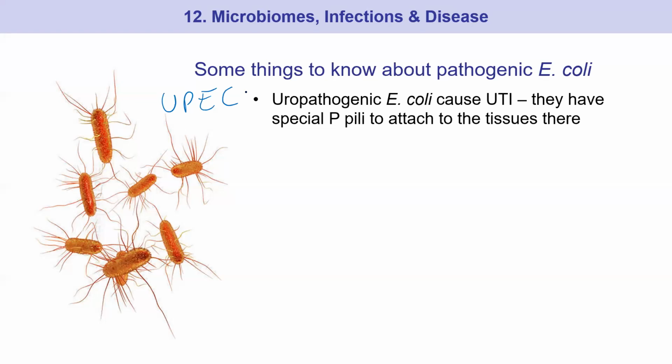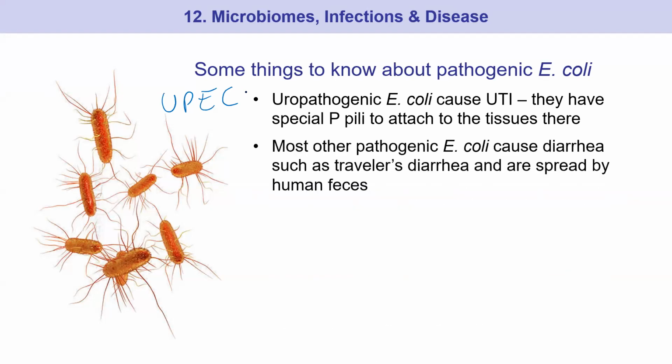The other thing to know is that it's not all E. coli that can do that. It's only certain strains that have this thing called P pili. They have a gene for that, and sometimes that's found on a plasmid, and it allows them to attach to those tissues.